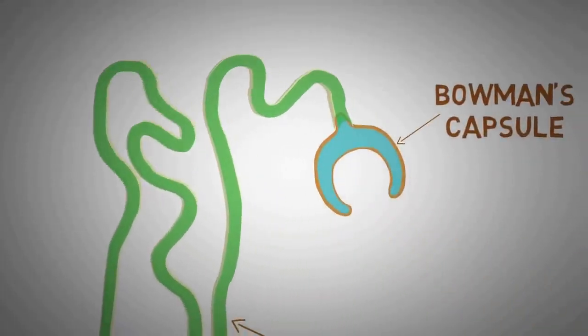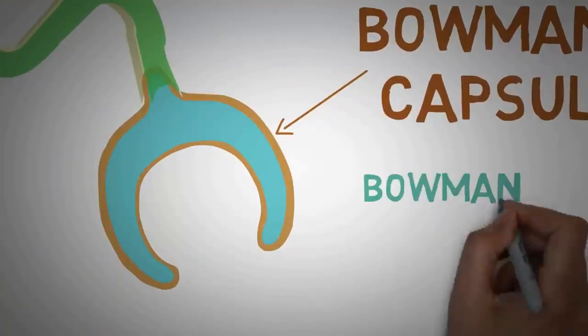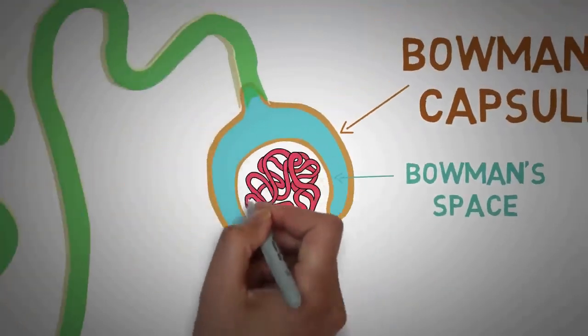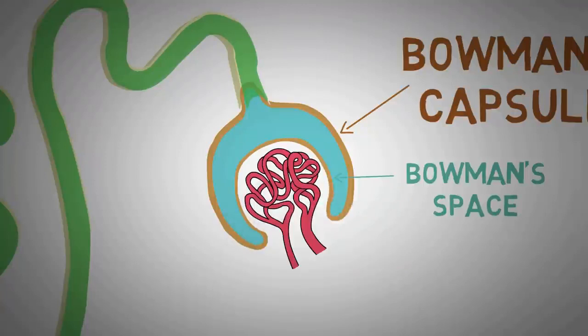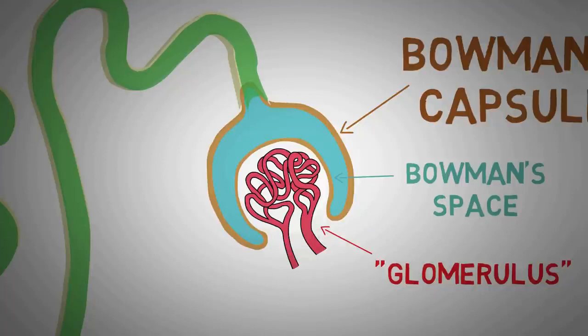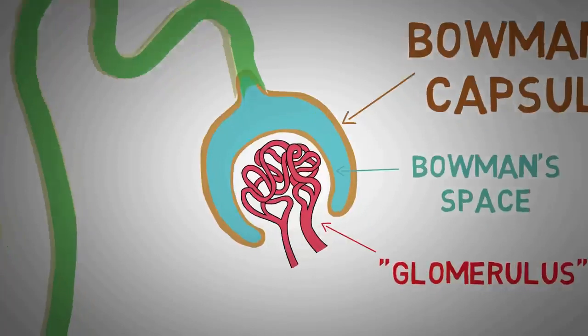So coming back to the nephron, we discussed the cup-shaped structure at one end, which is known as the Bowman's capsule. The space inside the Bowman's capsule is known as the Bowman's space. The Bowman's capsule encloses a cluster of blood vessels which is known as the glomerulus. The word glomerulus is derived from the Latin word glomer, meaning a ball of thread. So you can see why this is known as a glomerulus.